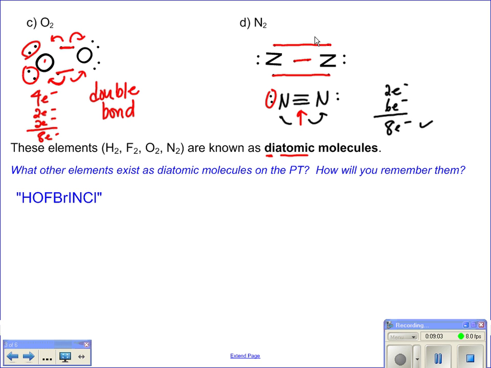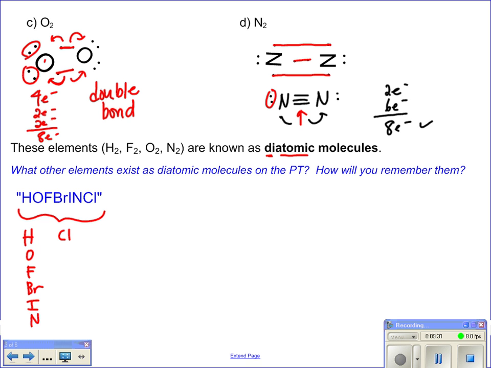One student I've had before came up with a little acronym called Hofbrinkel. Hofbrinkel helps you remember that the 8 elements on the periodic table that exist as these Siamese twin pairs, if you will, are hydrogen, oxygen, fluorine, bromine, iodine, nitrogen, and chlorine. And that helps to remember.